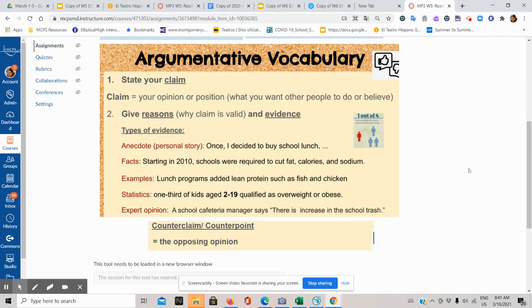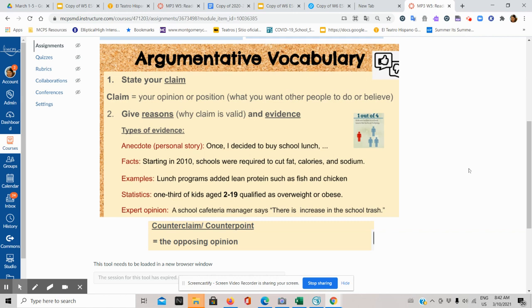But one of the statistics was that 1/3 of kids aged 2 to 19 qualified as overweight or obese. You could also have a statistic of how many schools changed their lunch, and you could have statistics of how many children bought lunch before they changed it and how many children bought lunch after they changed it. Those are all statistics.